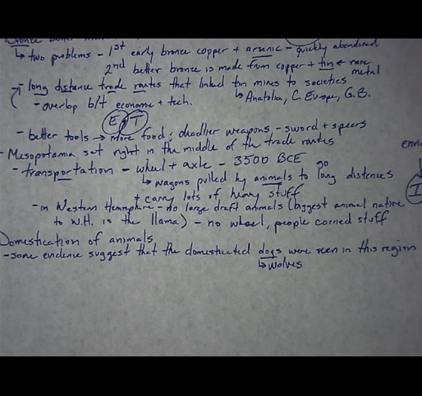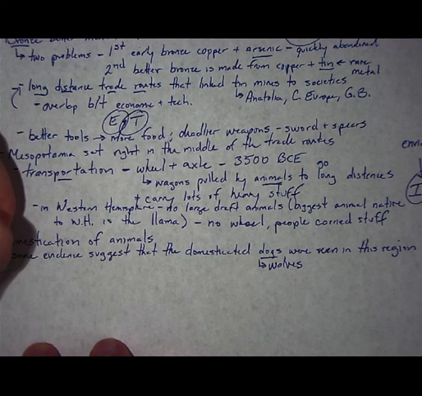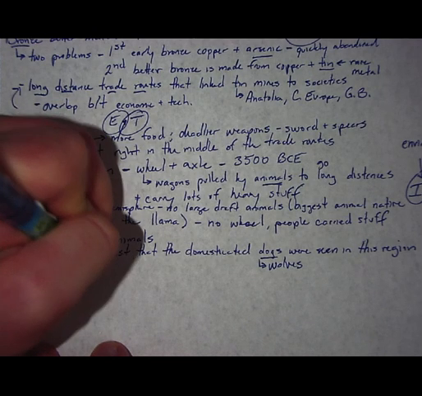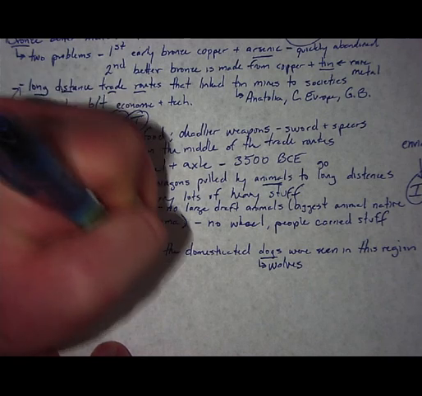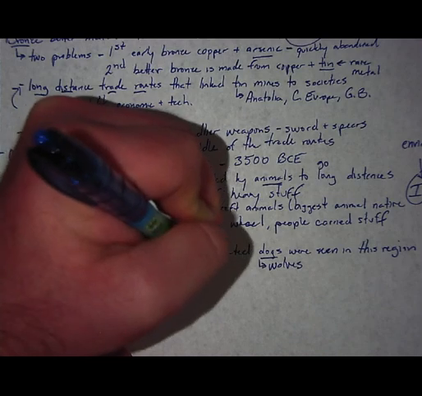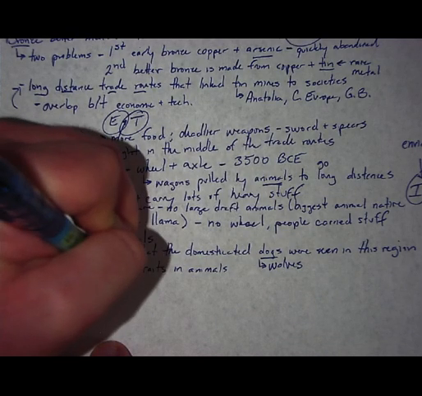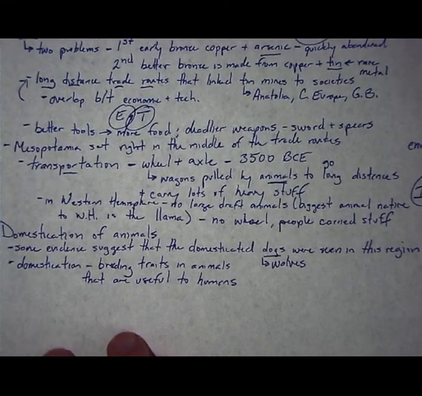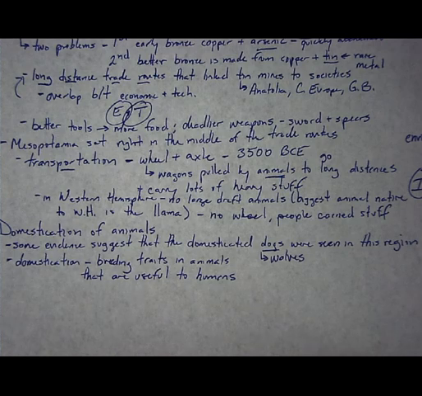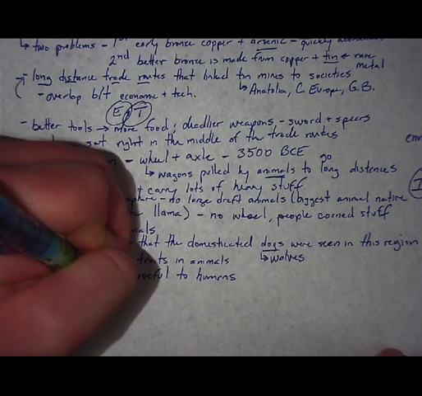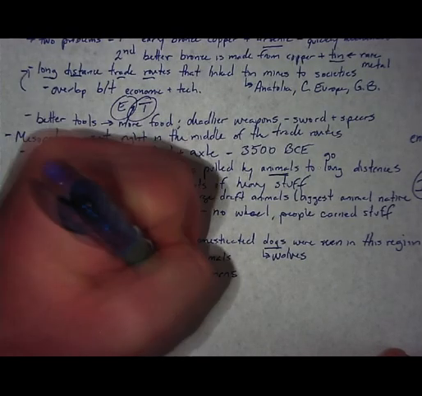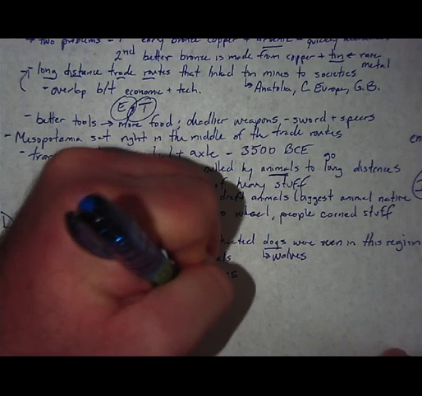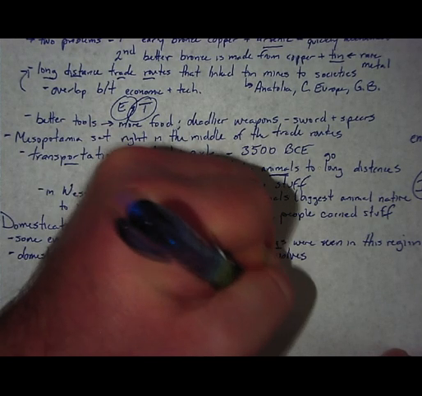So let's talk about what domestication is. So domestication is the idea that you are breeding traits in animals that are useful to humans. Now, these traits may be of two different varieties. You may see traits to help people, or you may see traits to provide more meat or wool.